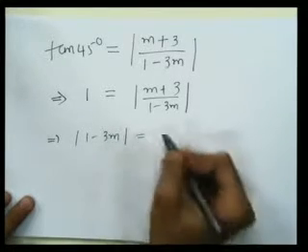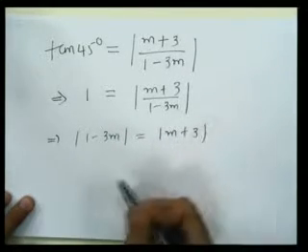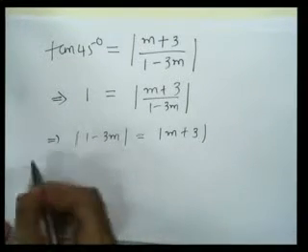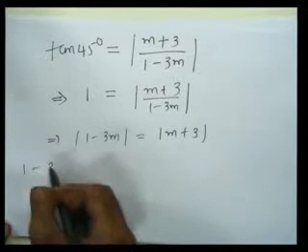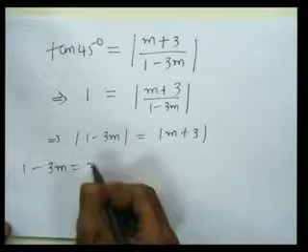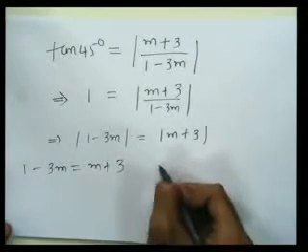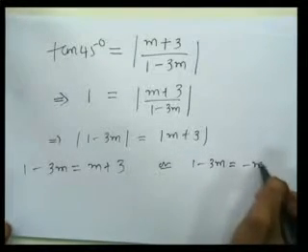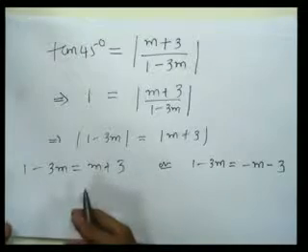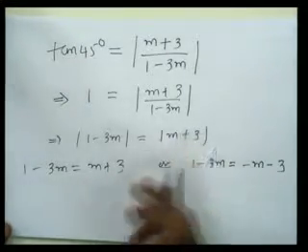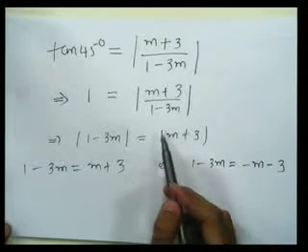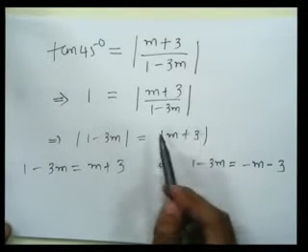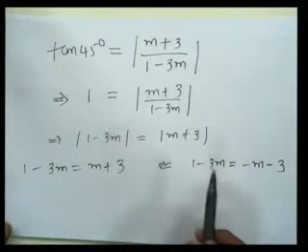By simplifying this one, we will get mod of 1 minus 3m is equal to mod of m plus 3, and we have two possibilities: that 1 minus 3m is equal to m plus 3, or 1 minus 3m is equal to minus m minus 3, because one possibility with the plus sign, second possibility with the minus sign. So if we put the minus sign, then that is minus m minus 3, and if we put the plus sign, then it is m plus 3. So we have two possibilities.